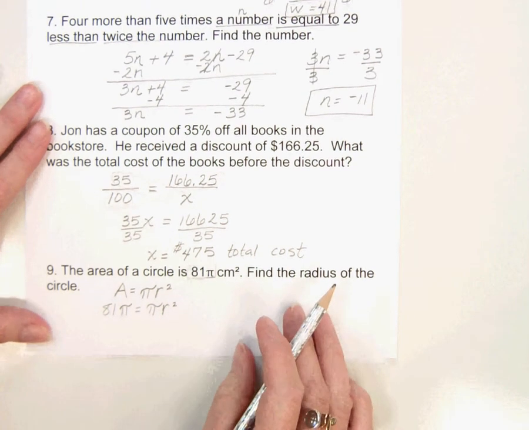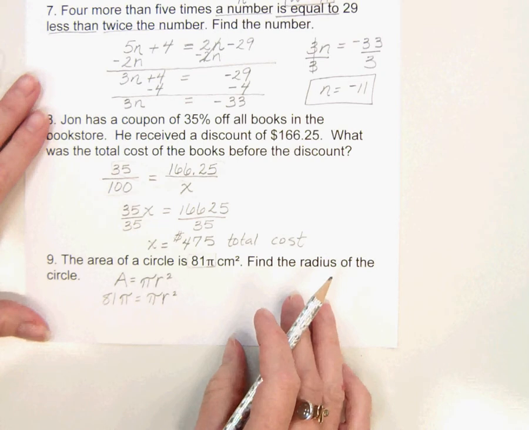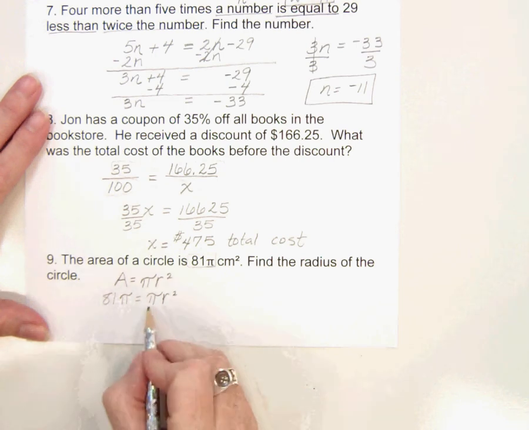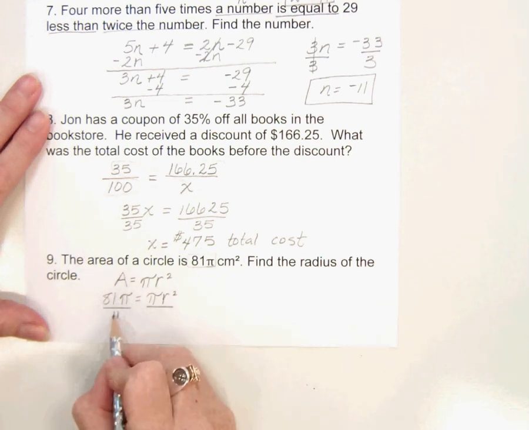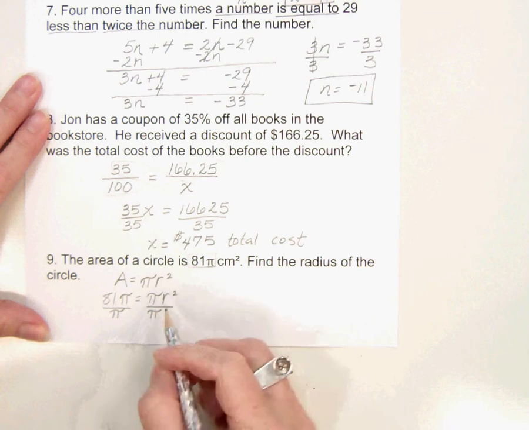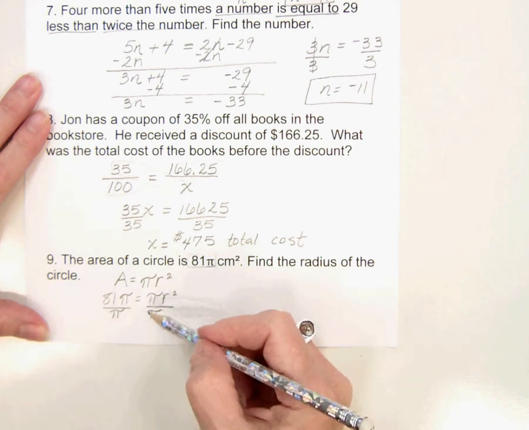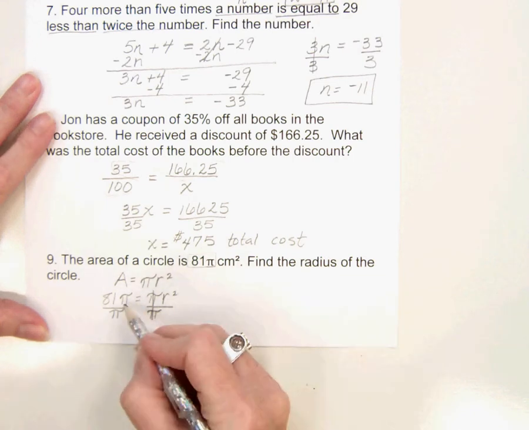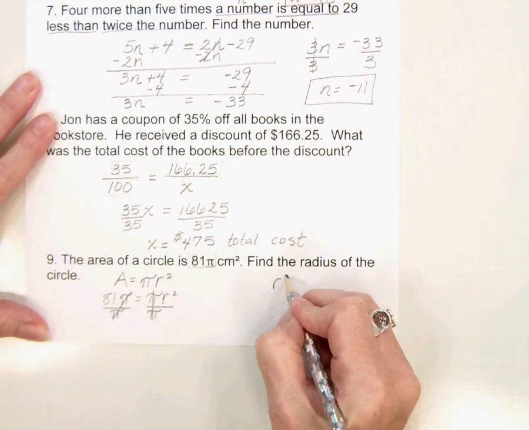Now, anytime we want to solve for a variable, remember when we first started we were solving for variables? This time we're going to solve for r squared. I'm going to divide out the pi. The pi symbol can be divided because anything divided by the same thing is 1. So that would give you 1 times r squared. So you'd get r squared is equal to 81.